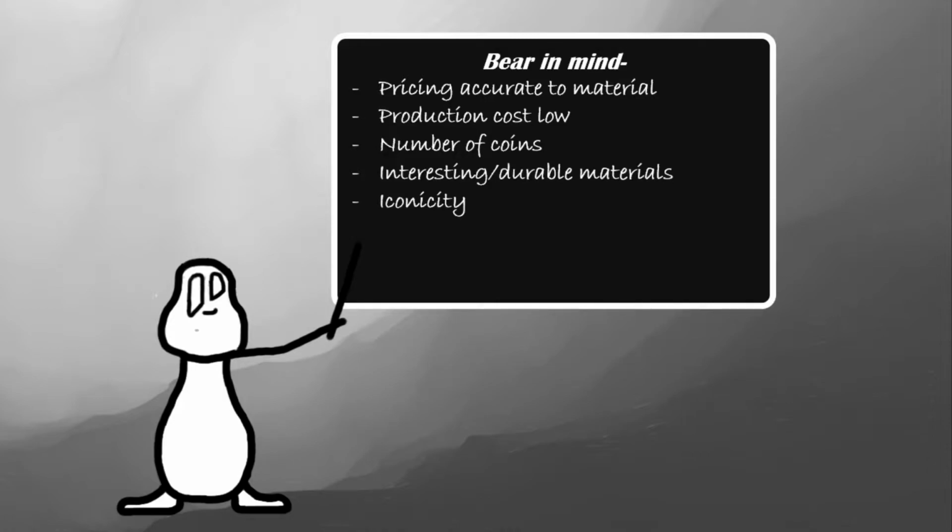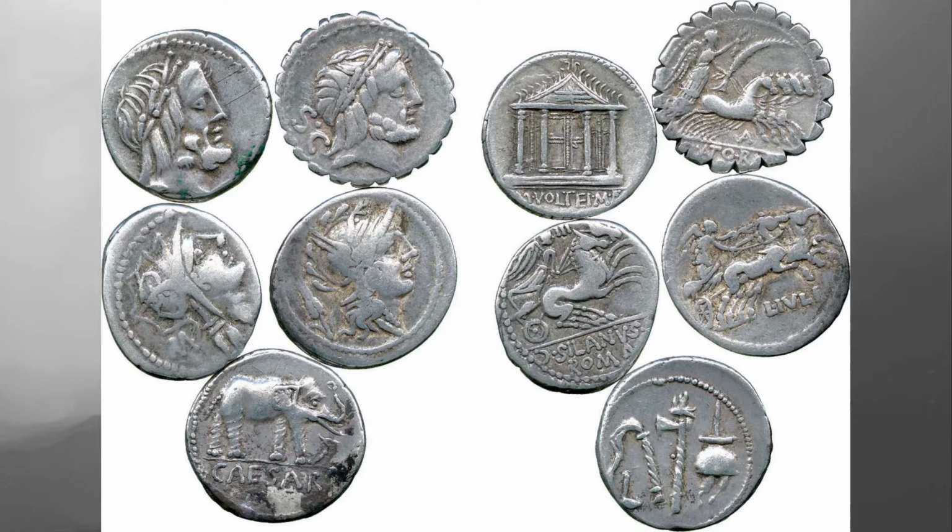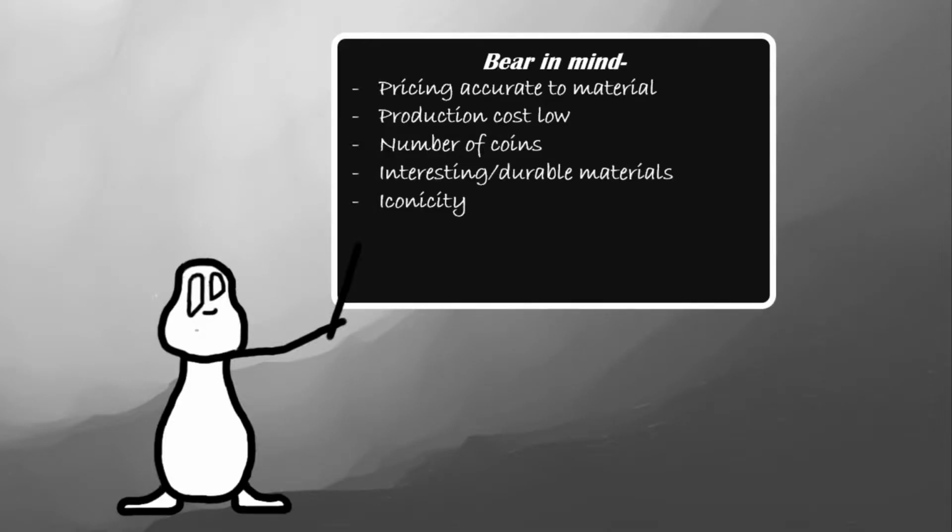Now, the production cost needs to be low. If you're spending ages on perfectly refining these coins, then you're going to start running into problems. Like, if you're making 10p, and it's costing 20p to make it, that's not going to work. So the number of coins, you don't want a super complicated system like the Greeks and the Romans had, because it's just confusing and hard to use, and I've no clue why they ever did that.